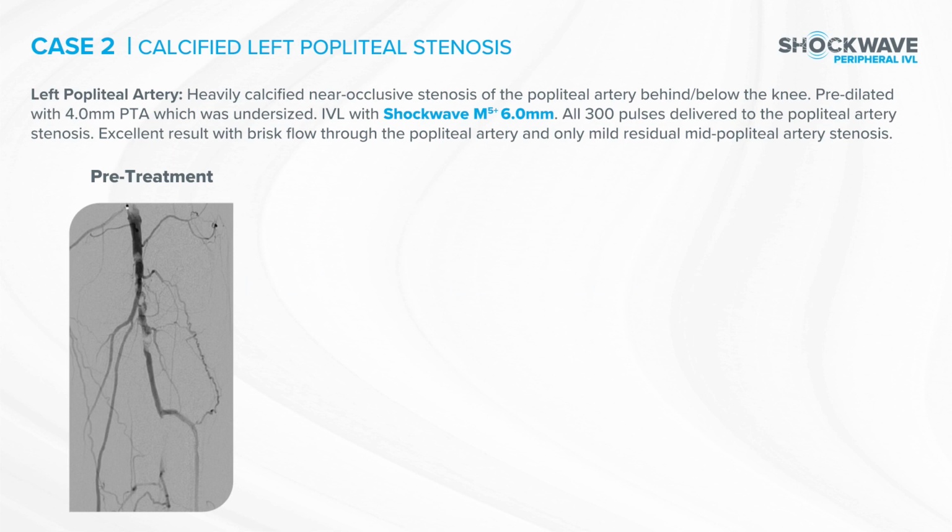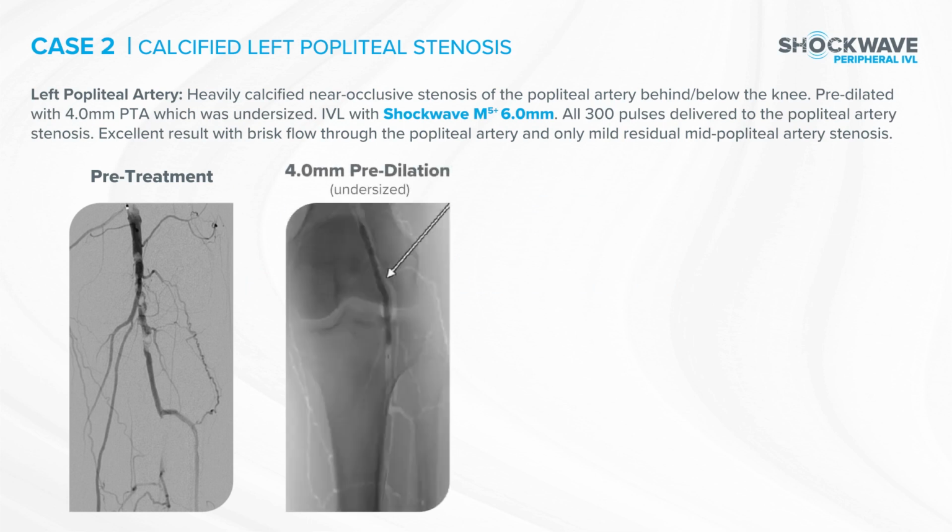We were able to cross the lesion, and as you can see on the next picture, I performed balloon angioplasty across the calcified lesion with a 4 millimeter balloon, which is traditionally what I would use to treat a smaller diameter popliteal artery behind the knee. But it was clear that this was undersized for the diameter of the vessel.